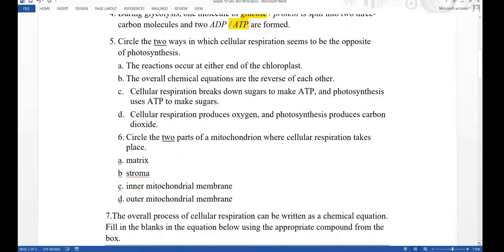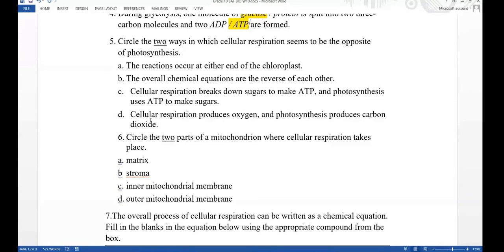Number 5, circle the 2 ways in which cellular respiration seems to be the opposite of photosynthesis. Can you read these 4 points A, B, C, D and tell me the 2 ways in which cellular respiration seems to be the opposite of photosynthesis? B and C. Are you sure it is D? I want you to try again. Yes, Layan? B and C. Very good. It is B and C.